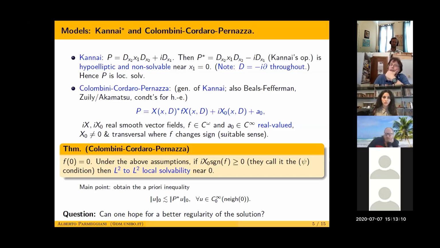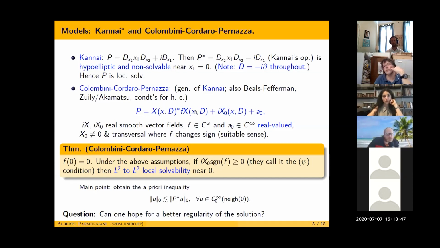And the result is that f0 is zero, so you have some place where you have a zero, and you have that iX0 against the sign of the function f is non-negative, which is called by them the small psi condition. Then you may have L2 to L2 local solvability near zero. So they establish the a priori estimate in L2 in a neighborhood of zero. The point is that here you have only one vector field, so this is very much an involutive situation.